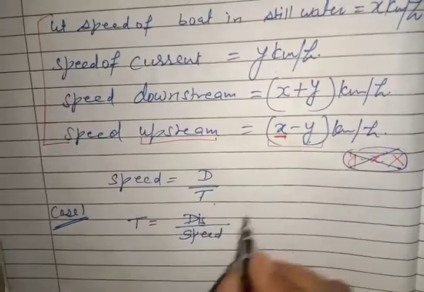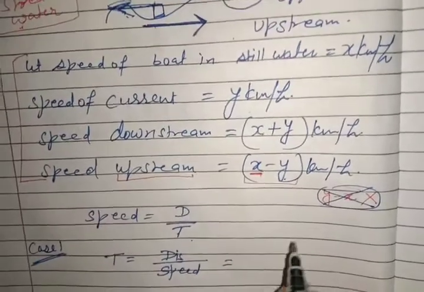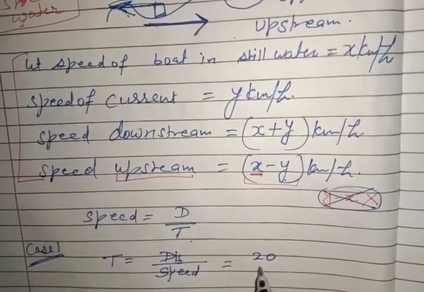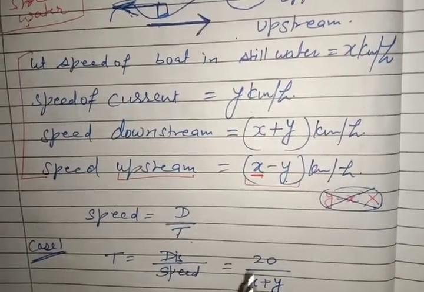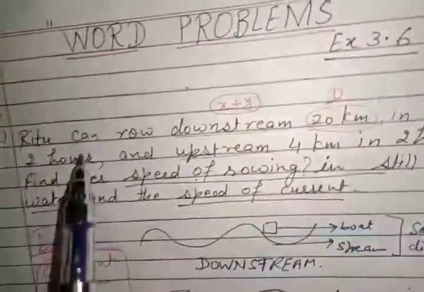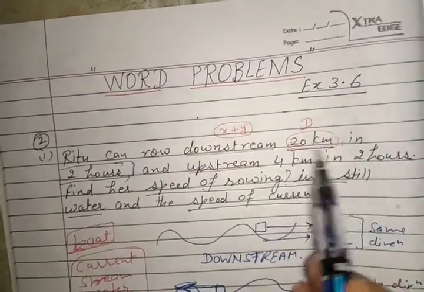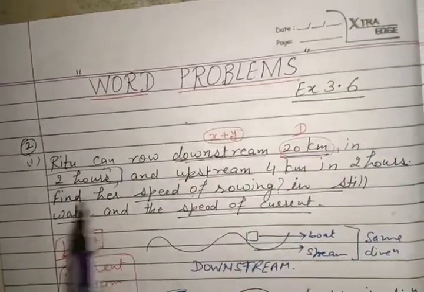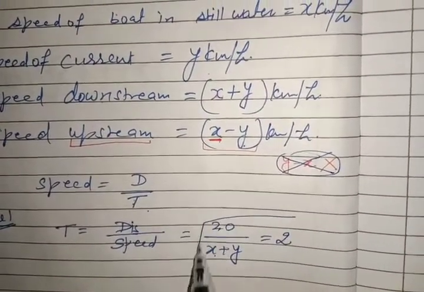So in the first case you can write distance is 20 and speed is x plus y. In 2 hours, time is also given to us. Distance is 20, downstream speed is x plus y, time is 2 hours. So distance upon speed is equal to time. This is our first equation.